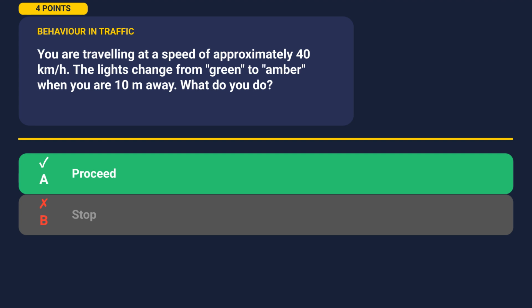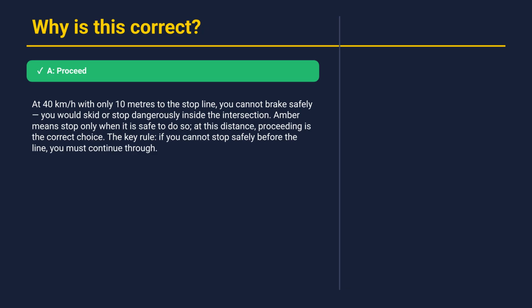Let's understand why. At 40 kilometers per hour, with only 10 meters to the stop line, you cannot brake safely. You would skid or stop dangerously inside the intersection. Amber means stop only when it is safe to do so. At this distance, proceeding is the correct choice. The key rule: if you cannot stop safely before the line, you must continue through. All right, let's move on to the next question.